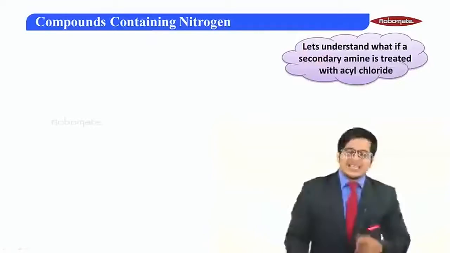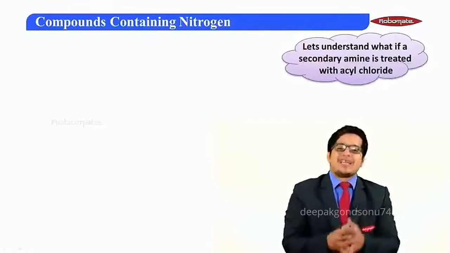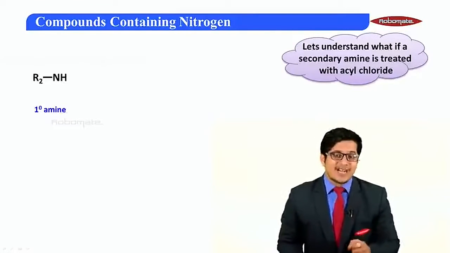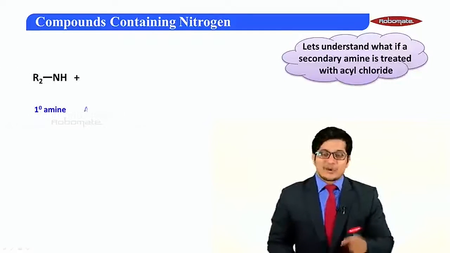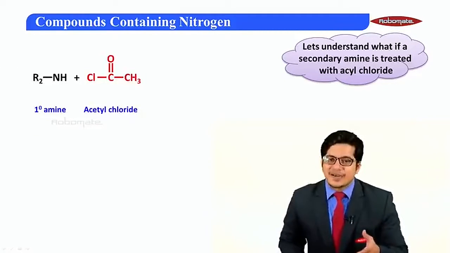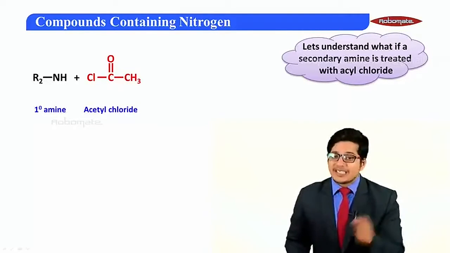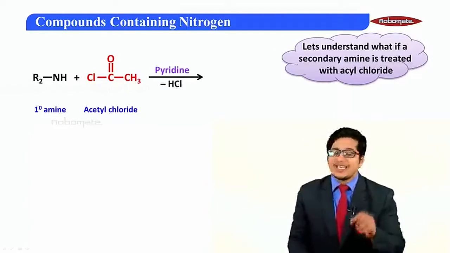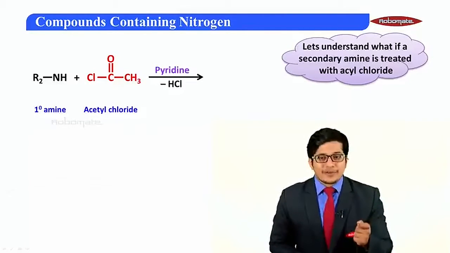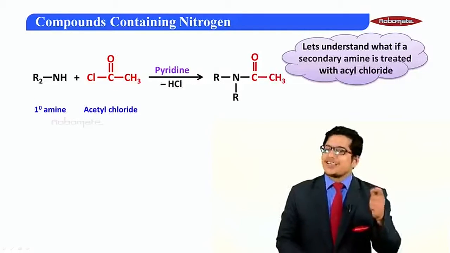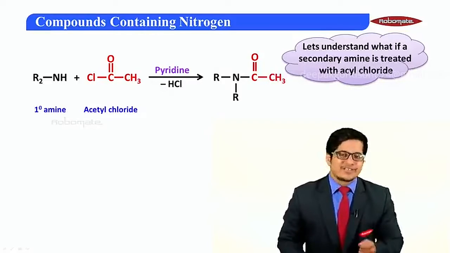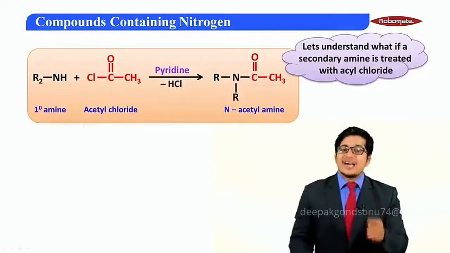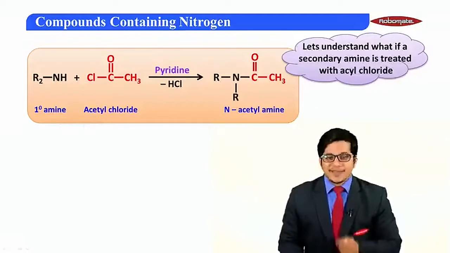Let's move further now. Let's understand what would happen if a secondary amine is treated with acyl chloride. So now let's take a secondary amine, that is R2NH. To this, we are adding acetyl chloride, that is CH3 C double bond OCl. Again, what would happen? H and Cl would combine in the presence of pyridine, giving us HCl. So what you are remaining with is R2N C double bond OCH3. This compound would be called N,N-dialkyl acetylamine.